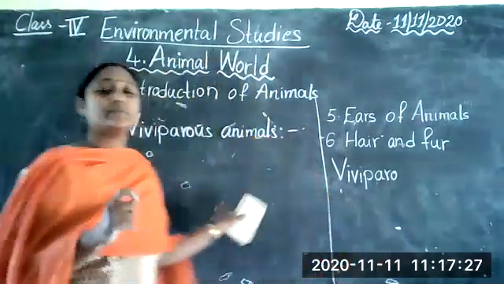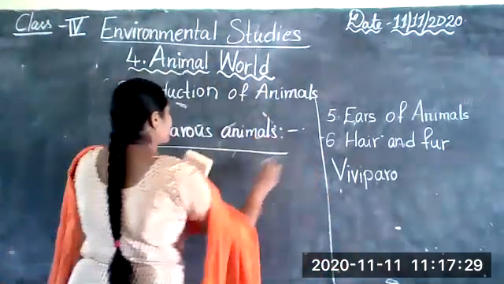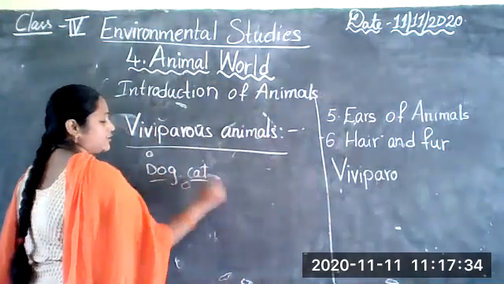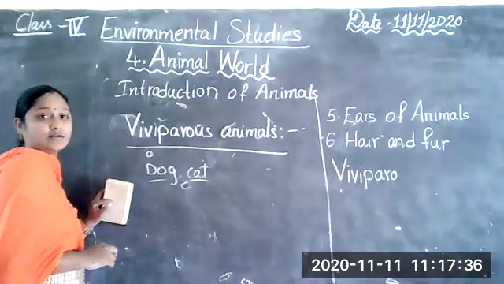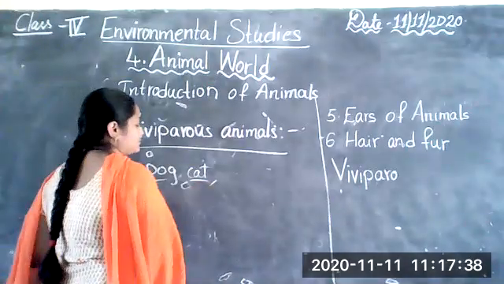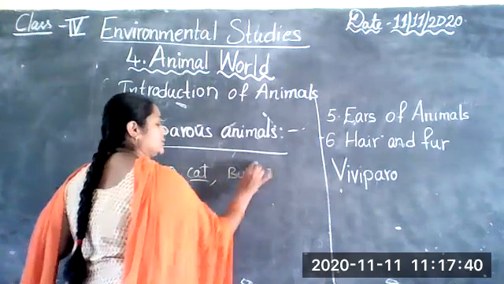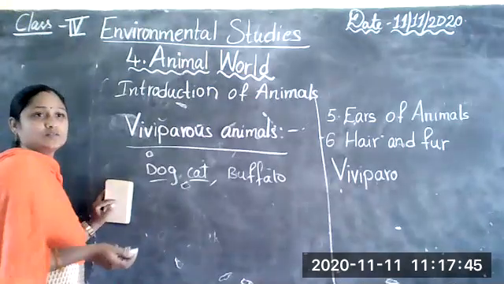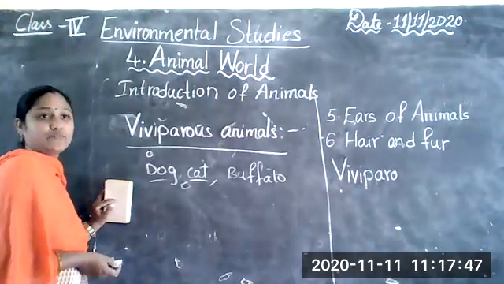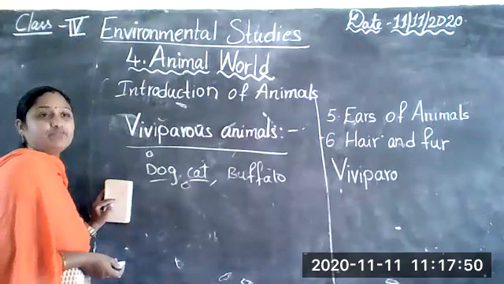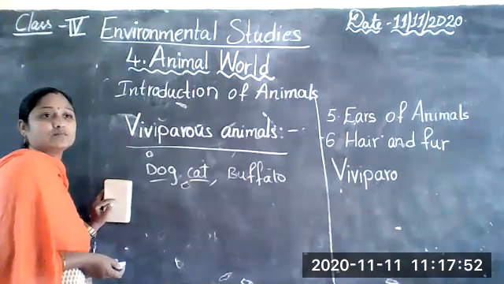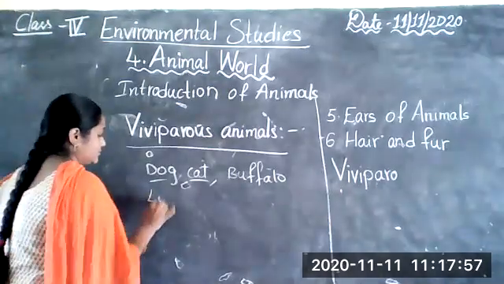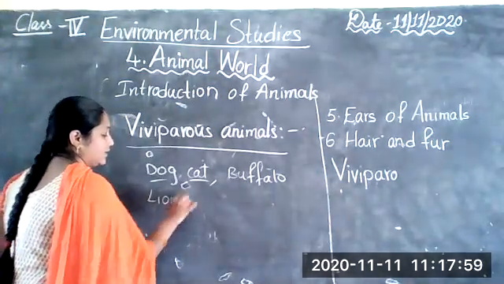So these are the viviparous animals. Viviparous animals means, here I'm writing dog. Cat also has hair. Dogs also have hair on the skin. And next, buffalo. Some of the examples: dog, cat, buffalo, and listen carefully, children. Look at the board. Many animals are there: lion, tigress.